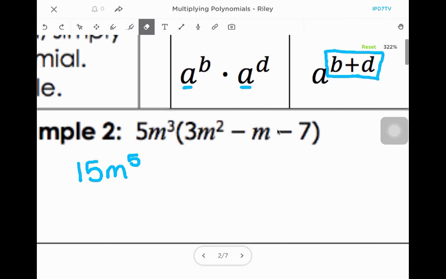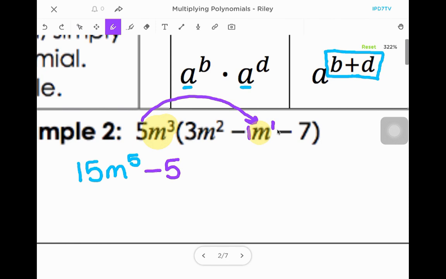All right, and let's do our next guy. So I have 5 times, well, there's a little hidden 1 right here. It's a negative 1, so it's still going to be negative 5. Okay, and I've got m to the 3rd and m to the, and even though we don't see it, it's a 1 power right here.